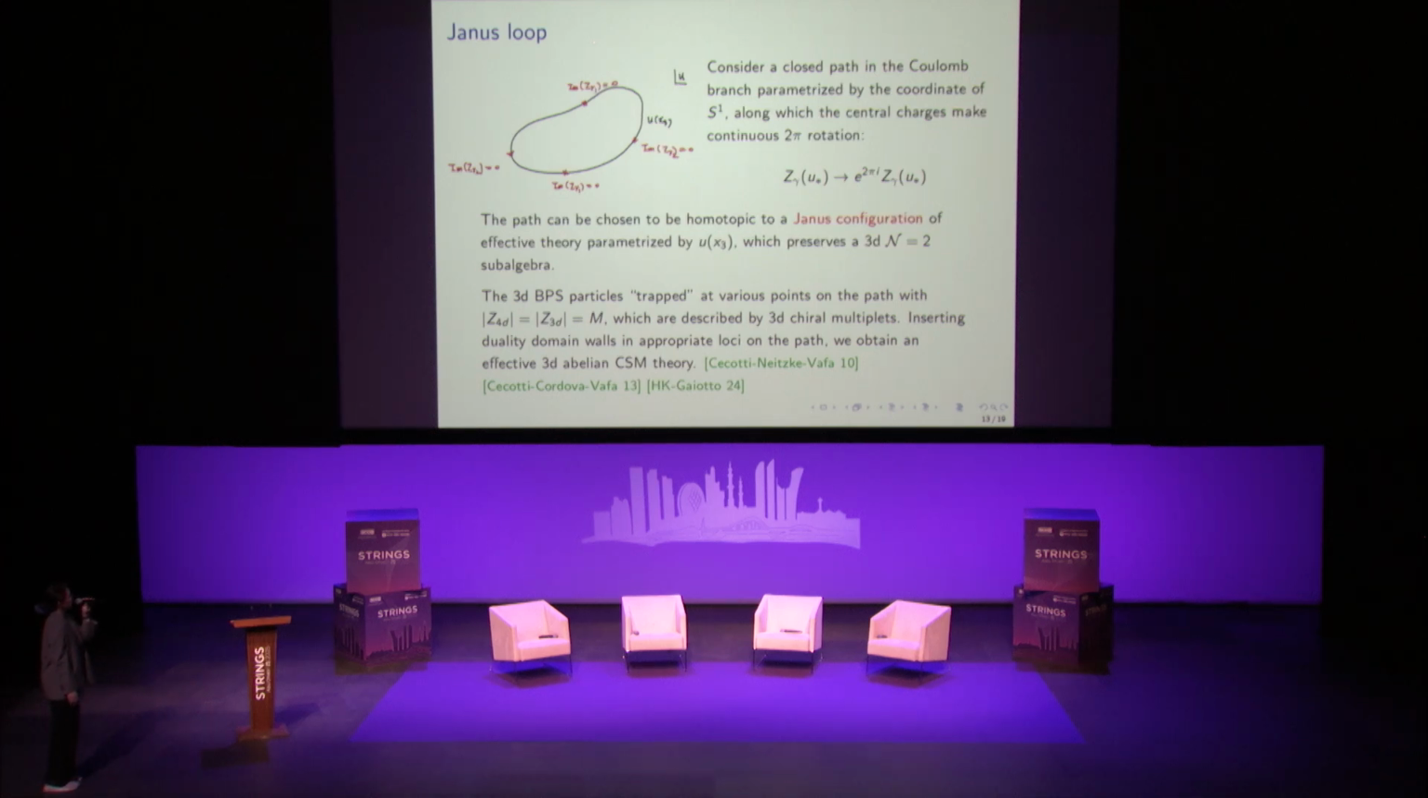Those 3D chiral multiplets are locally charged under the local U(1) gauge symmetries. But in order to describe this system with the full gauge symmetry, we have to insert certain duality domain walls at appropriate loci on the path so that we can obtain some effective 3D abelian Chern-Simons matter theory. The Chern-Simons matter theory that you obtain from this description is precisely the kind of Chern-Simons matter theory that we described in the previous part of the talk.